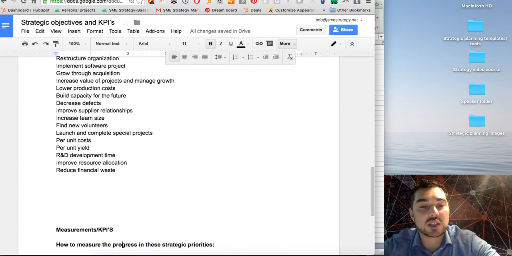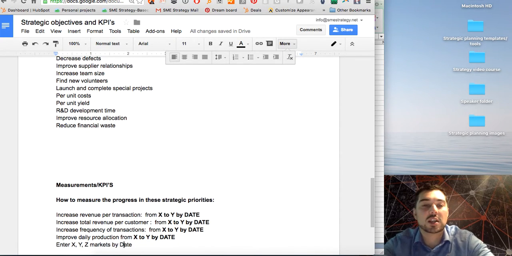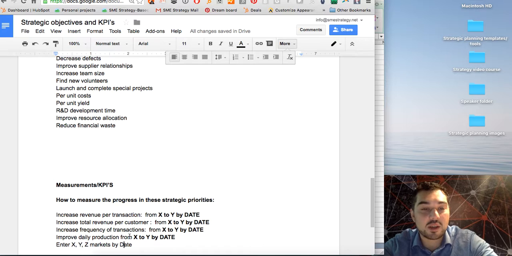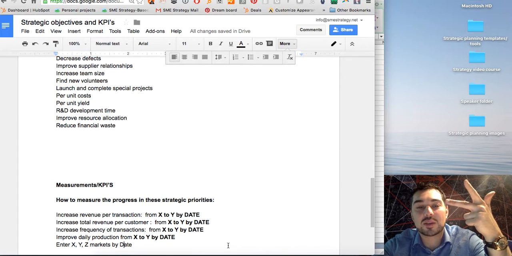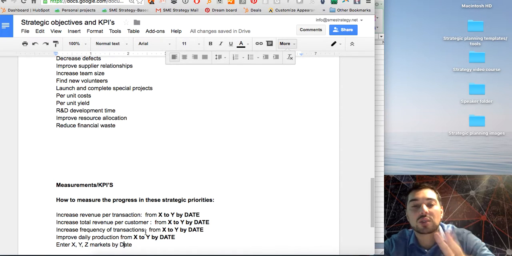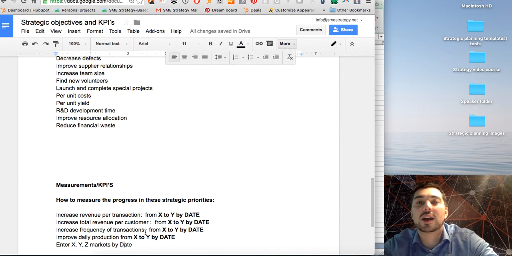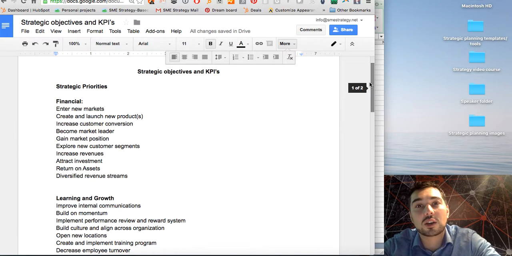And then, again, just at the bottom here, we said, how do we measure the progress? So just for sales, as we have here, you can be measuring increasing revenue per transaction, total revenue per customer, or increased frequency of transactions. So that's 3 examples for one metric. Whatever makes the most sense for you, that's what you need to include and track. And then again, moving it from X to Y by date. So setting that target, setting where you're trying to go, and then figuring out how you're going to move the needle on it. What are the things you need to do to get there?